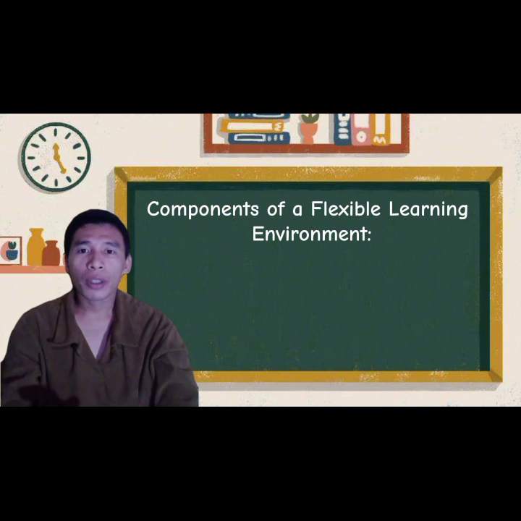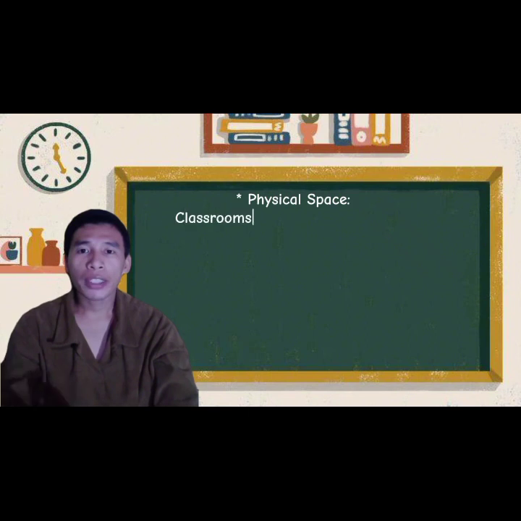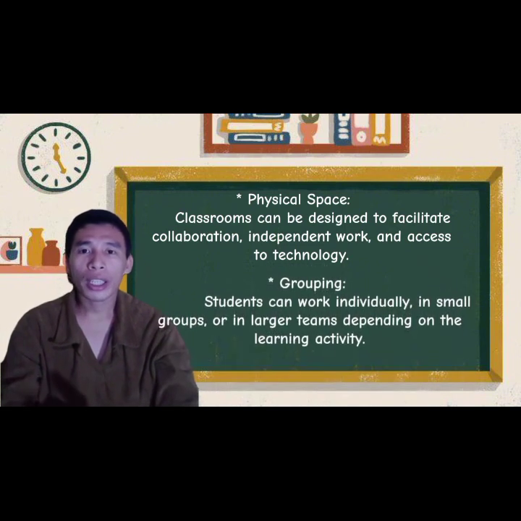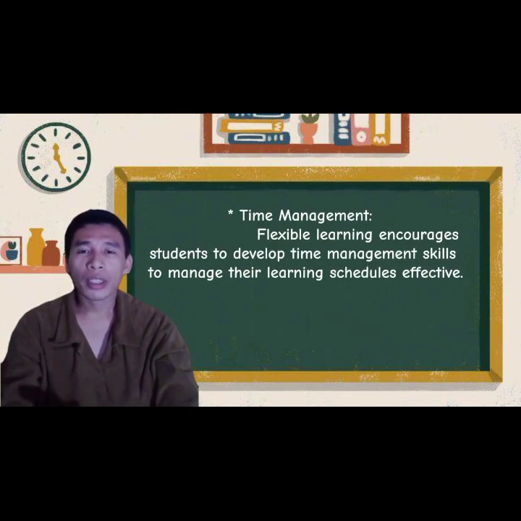Components of a flexible learning and teaching environment. First is physical space. Classrooms can be designed to facilitate collaboration, independent work, and access to technology. Groupings: students can work individually, in a small group, or in a larger team depending on the learning activity. Next is time management. Flexible learning and teaching encourage students to develop time management skills to manage their learning schedule effectively.